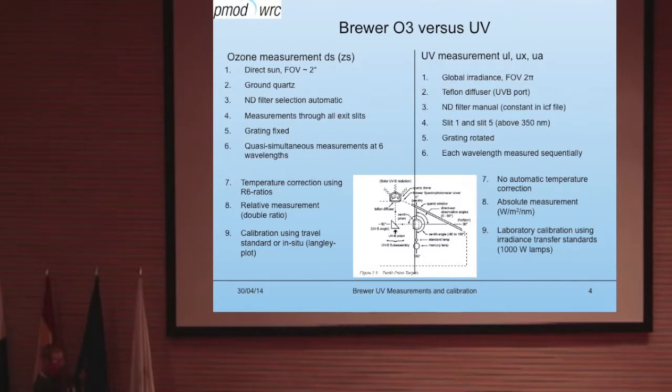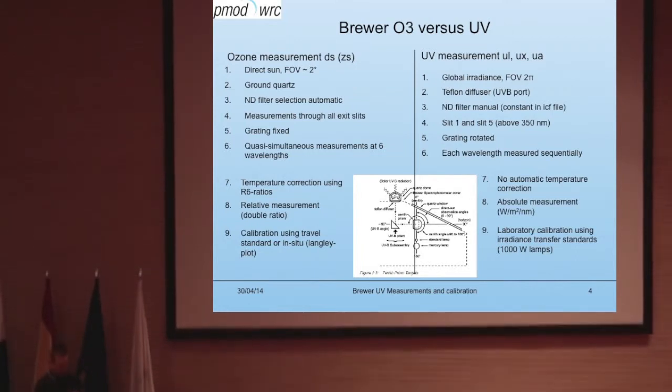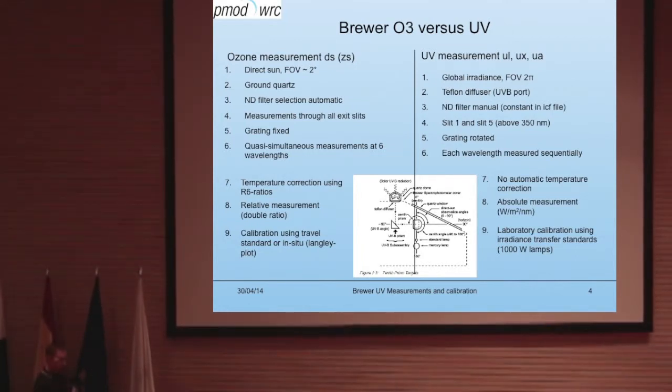The ozone measurement is able to choose the neutral density filter attenuation automatically. That's part of the ozone measuring procedure. For the UV measurement, this is not automatic. It's something that you have to set up yourself initially.